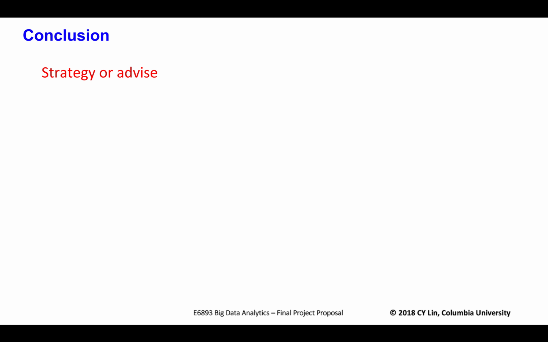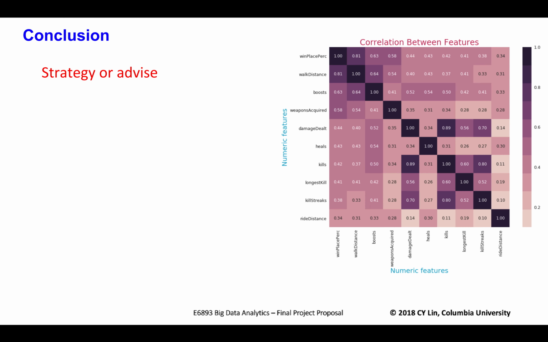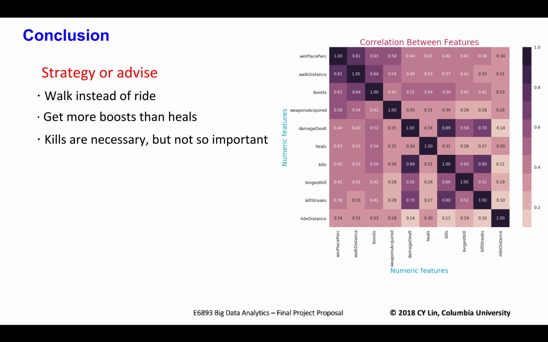Then come the strategies and advice. Based on EDA, we can also conclude some strategies. From the correlation between features, we can see that walking is more important than riding, boosts are more important than heals, and it is better to damage or knock down your enemy rather than kill them.